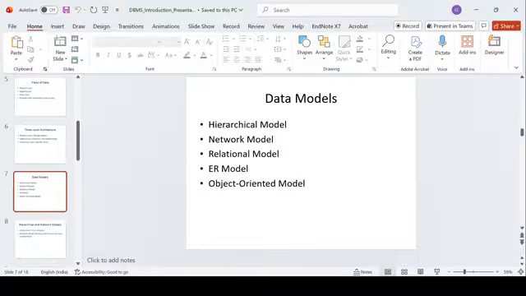So next we see the data models. A data model defines how data is organized in a database. Common models include hierarchical, network, relational, ER and object-oriented models.